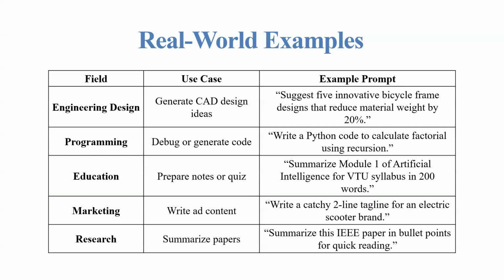The next example is marketing. Here companies use AI to create attractive advertisements and promotional content. For example, suppose a company launches a new electric scooter. Instead of hiring a copywriter for every small task, they can ask AI, "Write a catchy two-line tagline for an electric scooter brand." The AI might generate creative slogans like "Drive the future, ride the change," or "Charge less, travel more." These marketing prompts help businesses create advertisements much faster.